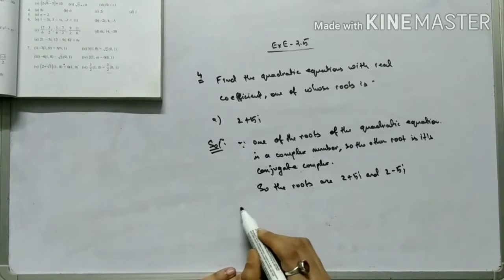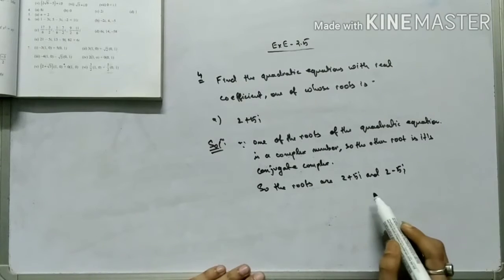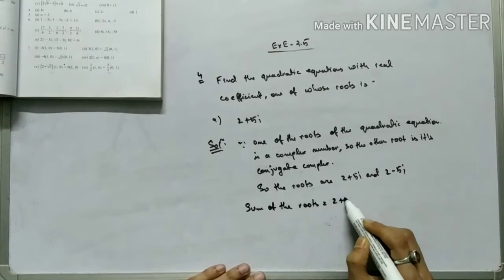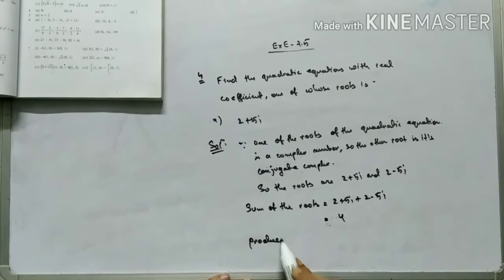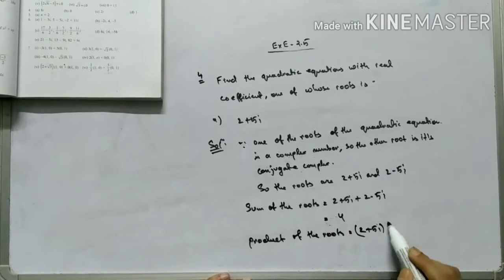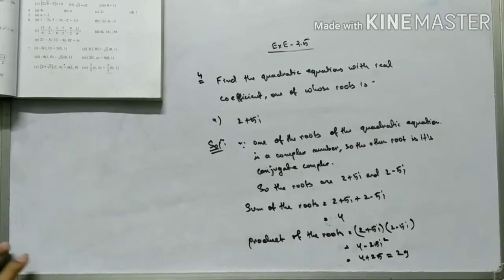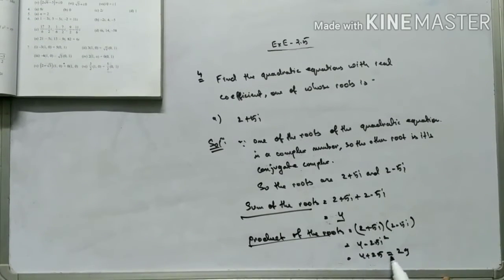Okay, now you can say in this way, sum of the roots is equal to 2 plus 5i plus 2 minus 5i, which gives me 4, and product of the roots, this is 2 plus 5i into 2 minus 5i, 4 minus 25i square, 4 plus 25, which gives me 29. So sum of the roots I got and product of the roots I got.